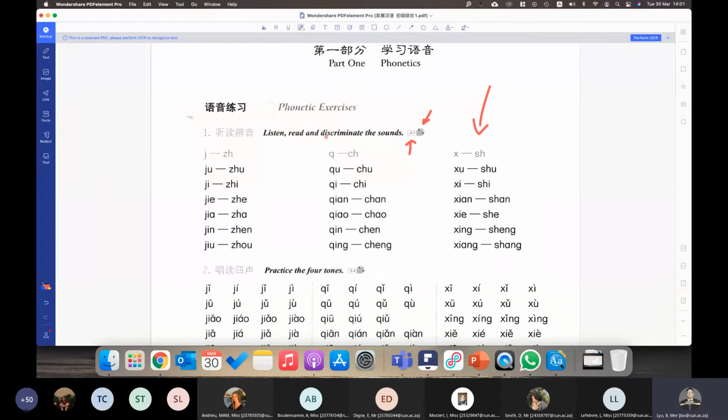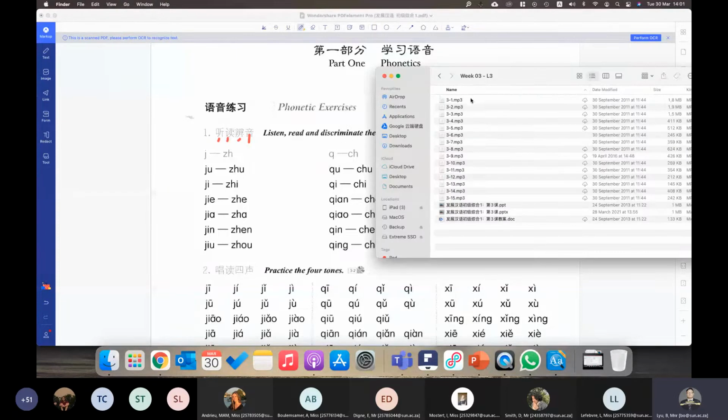Listen, read, and discriminate the sound. 听读变音: 听 to listen, 读 to read, 变 to tell the difference of what? Of the sound. Right. Let's do this.